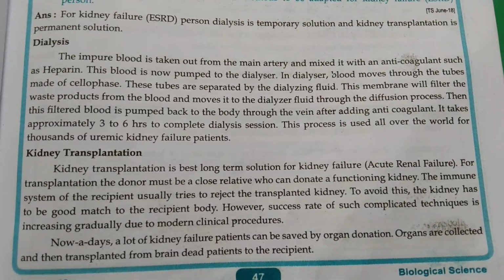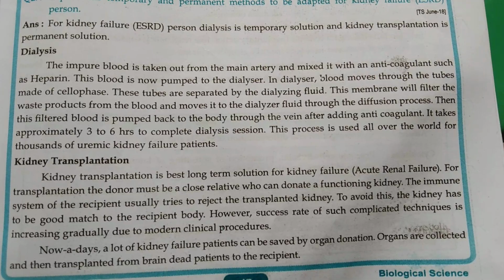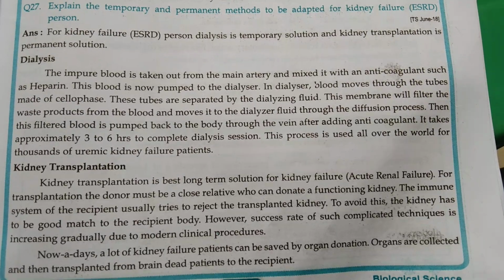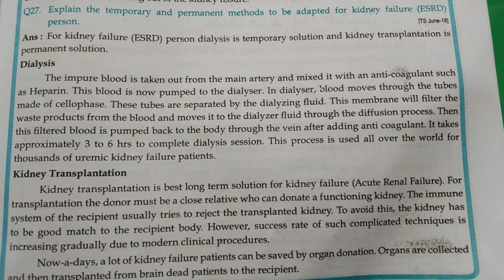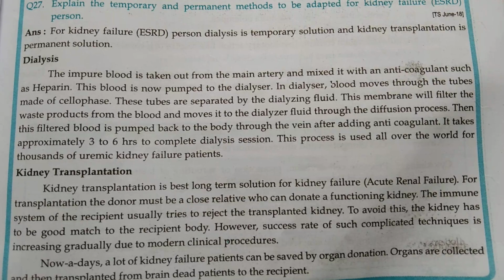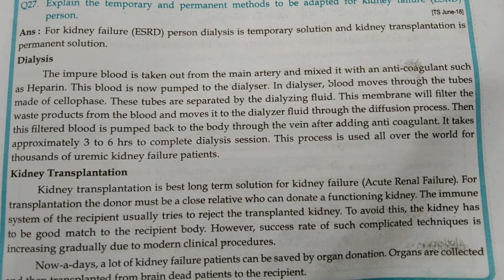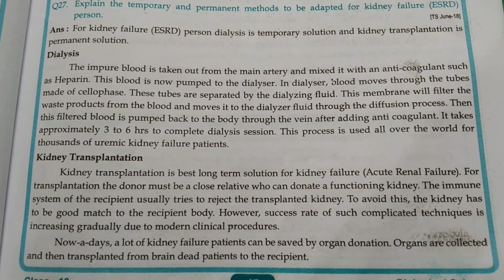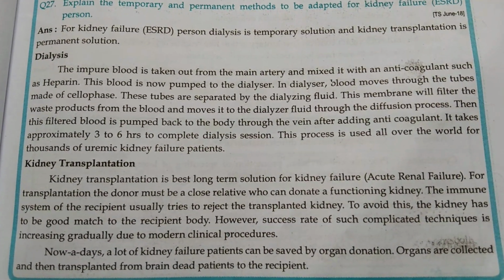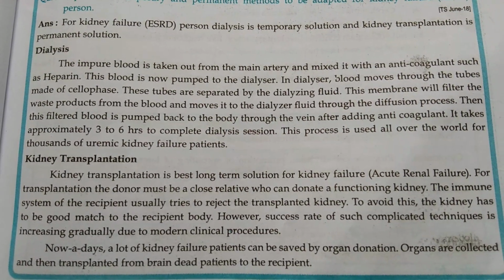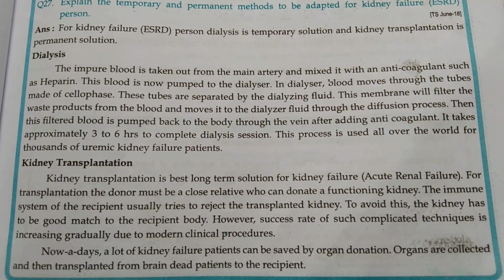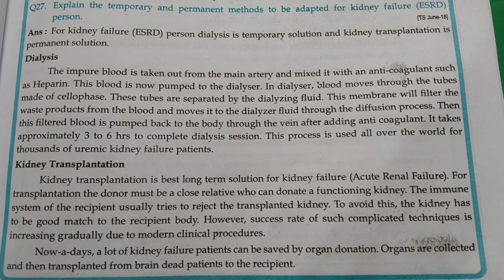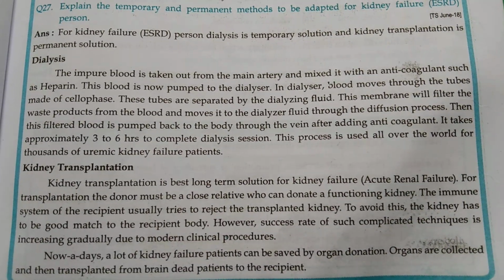Then the permanent solution, kidney transplantation, is the best long-term solution for kidney failure. For transplantation, the donor must be a close relative who can donate a functioning kidney. The immune system of the recipient usually tries to reject the transplanted kidney. To avoid this, the kidney has to be a good match to the recipient's body. However, the success rate of such complicated techniques is increasing gradually due to modern clinical procedures. Nowadays, a lot of kidney failure patients can be saved by organ donation. Organs are collected and then transplanted from brain dead patients to the recipient.